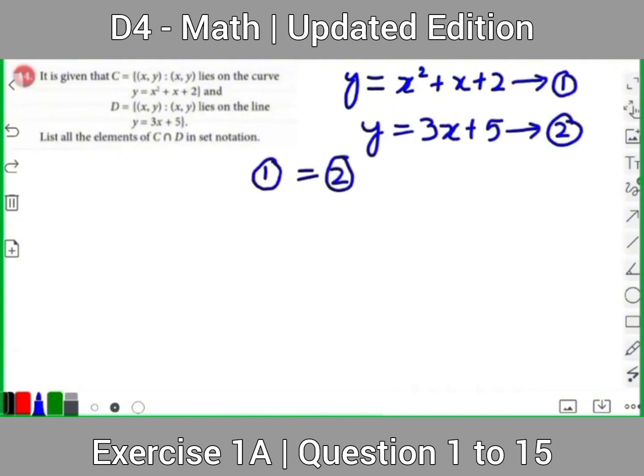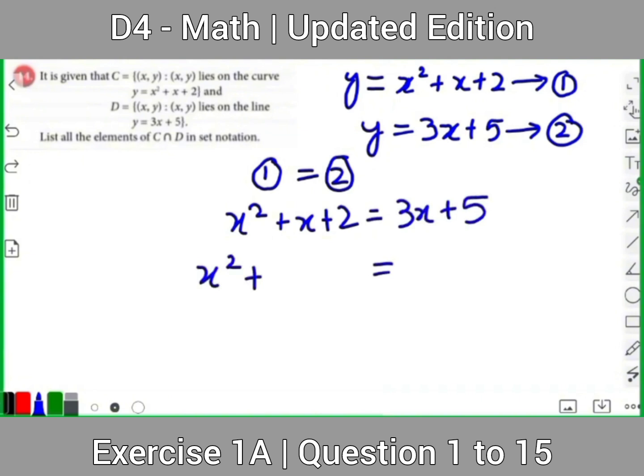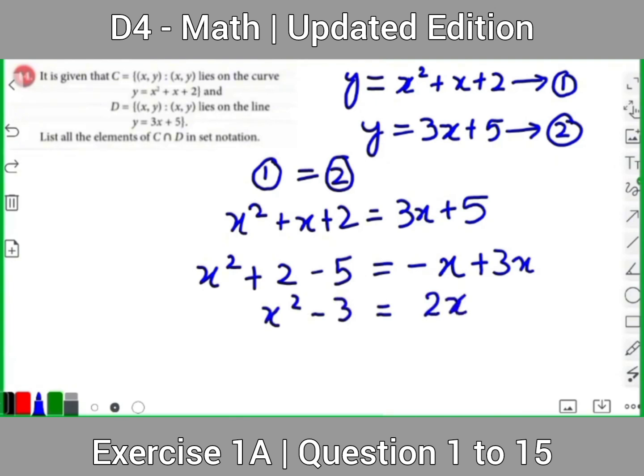So here we have x squared plus x plus 2 equals 3x plus 5. And now we have x squared plus 2, and that x on the left side goes to the right hand side and becomes minus x. We have minus x plus 3x, and the plus 5 on the right hand side will become minus 5 when it goes to the left hand side. So now we will solve it. We get x squared minus 3, and here we have minus x plus 3x equals 2x. So now we have x squared, and the 2x on the right hand side will become minus 2x when it comes to the left hand side, minus 2x minus 3. So our equation now is x squared minus 2x minus 3.